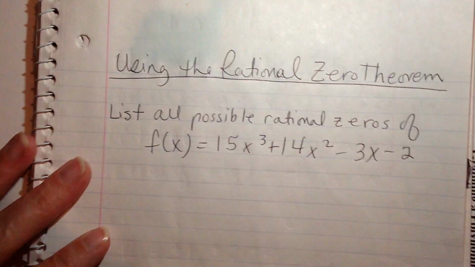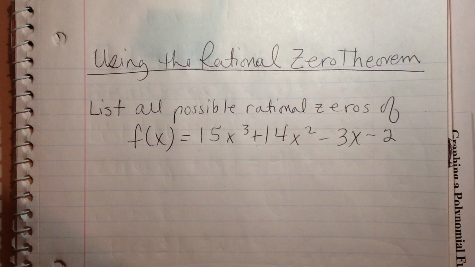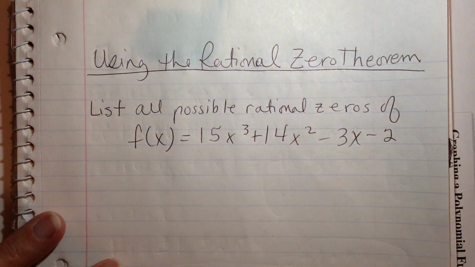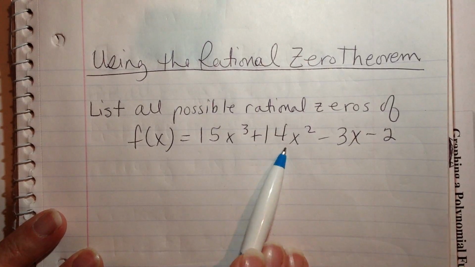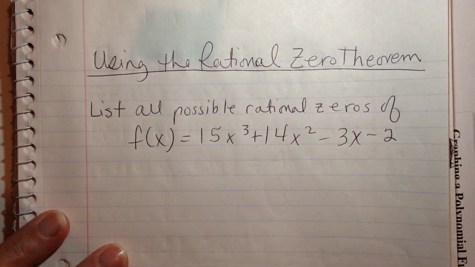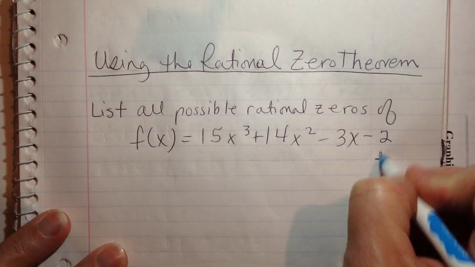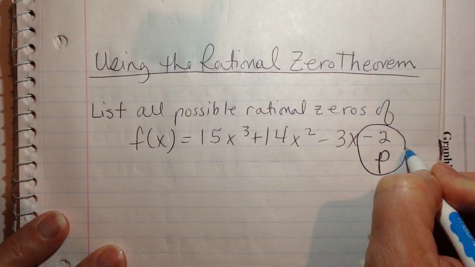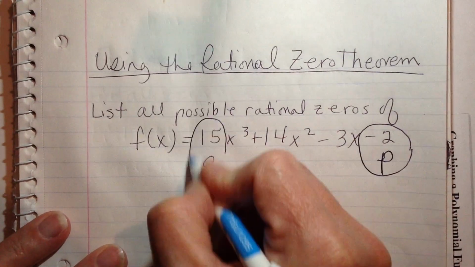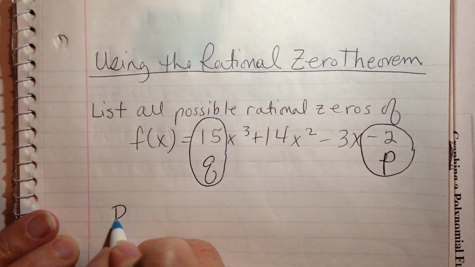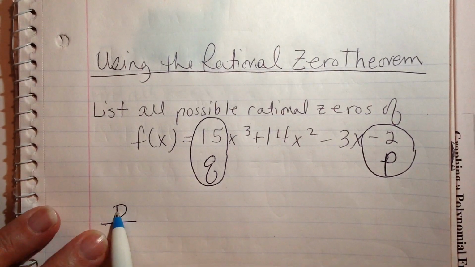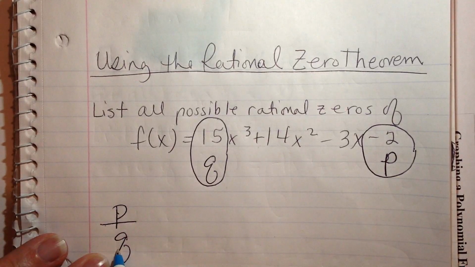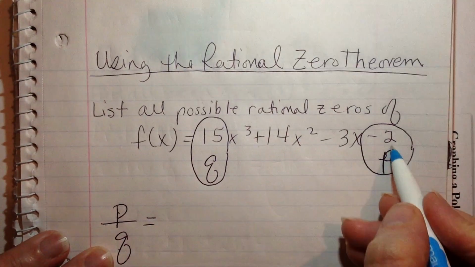Using the rational zero theorem, list all the possible rational zeros of f of x equals 15x cubed plus 14x squared minus 3x minus 2. Remember, p is your constant and q is your leading coefficient. To find your possible rational zeros, you list all the factors of p and divide them by all the factors of q. Well, what are your factors of 2?